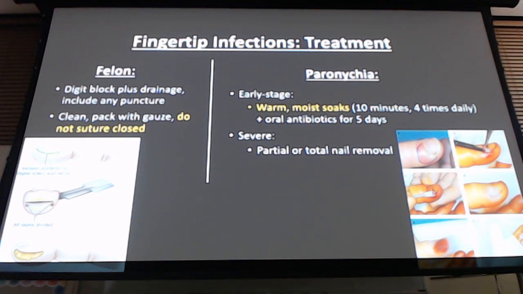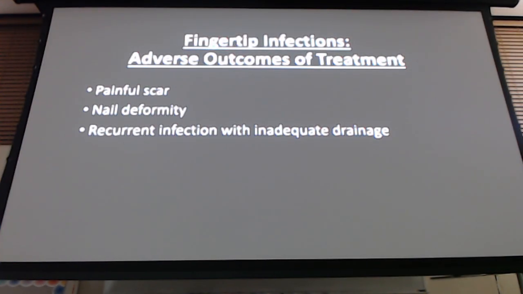Paronychia is pretty straightforward. You're going to nick those margins, like it shows you on the bottom right there, and take away any non-viable tissue. And then if something juicy comes out, you might want to do a wound swab. Do you think it's going to be polymicrobial? I guarantee it. Outcomes of treatment: painful scars, nail deformities, very common, recurrent infection with inadequate drainage.